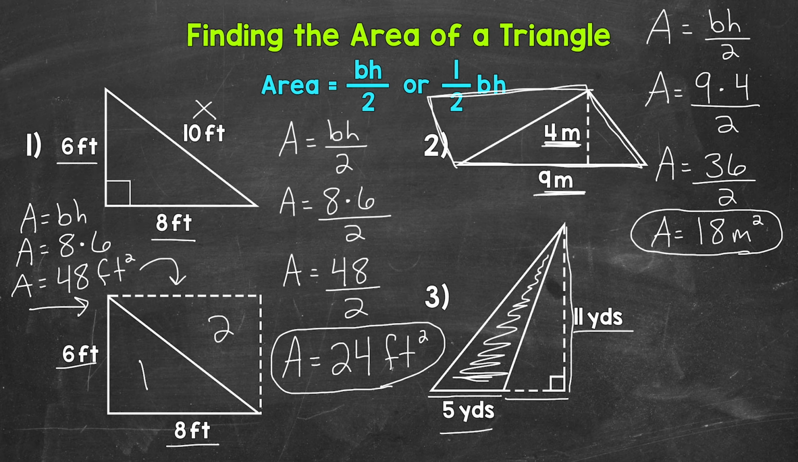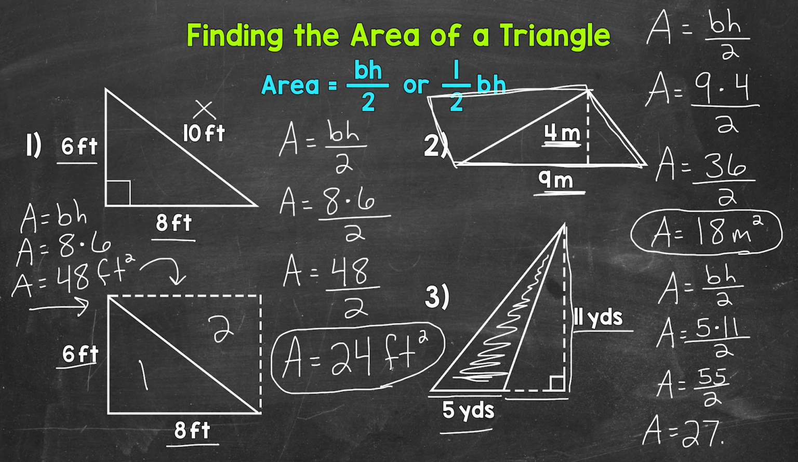Now we can calculate the area of this triangle. So we have area equals base times height divided by 2. Let's plug in the base and the height. So the base is 5 yards times the height of 11 yards divided by 2. Let's work through this now. 5 times 11 is 55 divided by 2. That gives us an area of 27 and a half, or 27 and 5 tenths. And this is square yards. So final area, 27 and a half square yards.